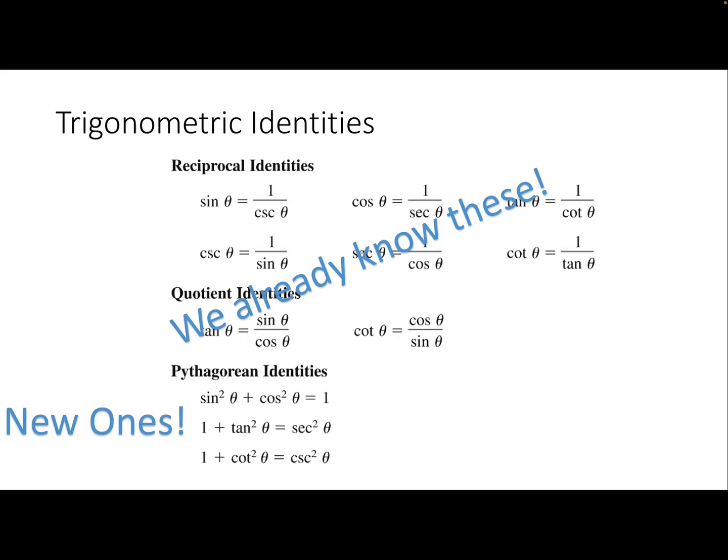We already know the reciprocal identities. The sine is 1 over the cosecant. Cosecant is 1 over sine. Cosine is 1 over secant. Secant is 1 over cosine. And the tangent of theta is 1 over cotangent of theta. And the cotangent of theta is 1 over tangent of theta. We also know our quotient identities, that the tangent of theta is the sine of theta divided by the cosine of theta. The cotangent of theta is the cosine of theta over the sine of theta. Our new ones are the Pythagorean identities. The sine of theta squared plus the cosine of theta squared is equal to 1.